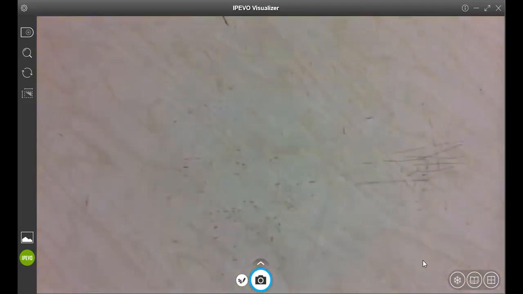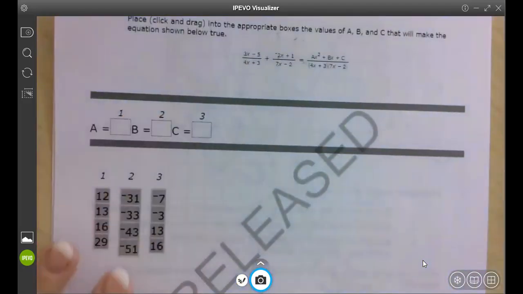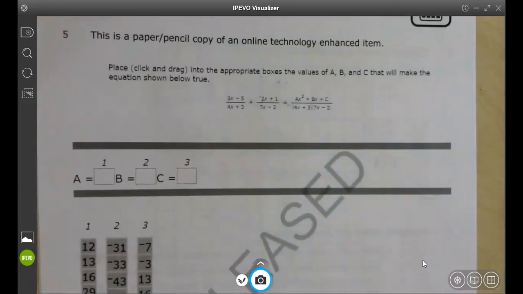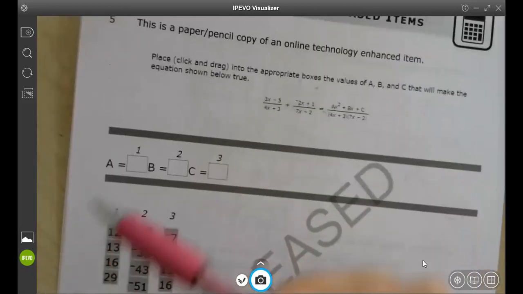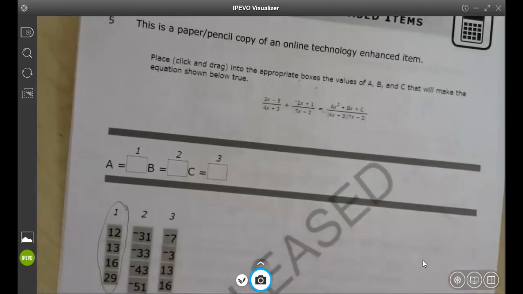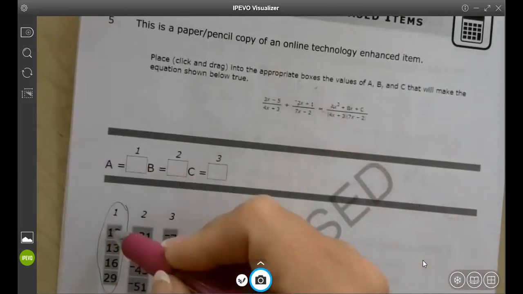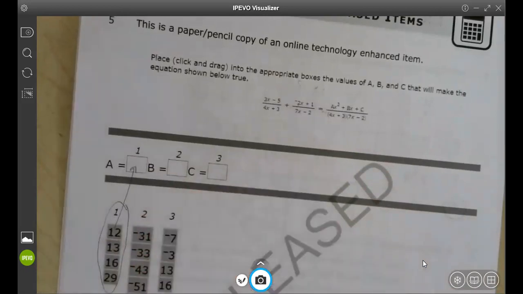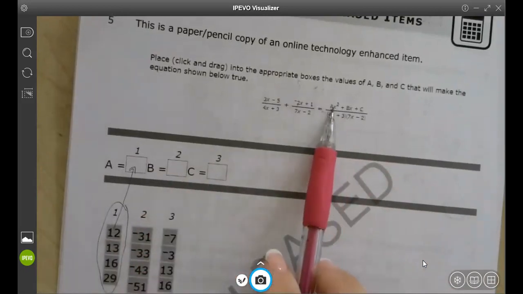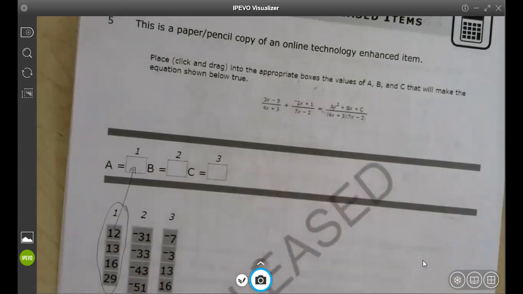We're almost done with it. All right, let's knock out number 5. It's probably the worst one on this section. These are the ones that are drag and drop. All of these are possible answer choices for number 1. And when you figure it out, you just drag it up to there. 1 is what your A is in this problem, your B and your C is.